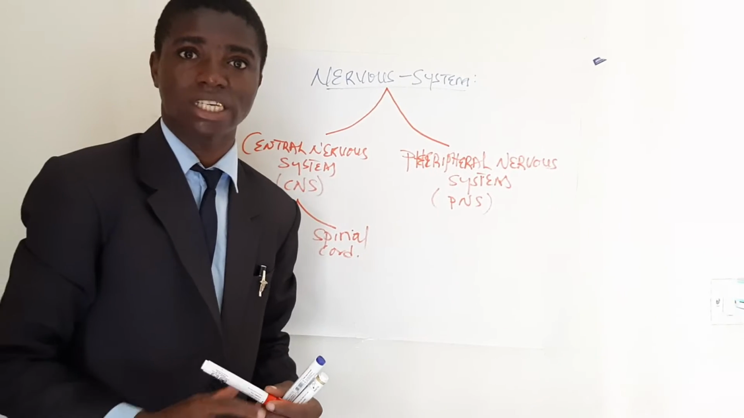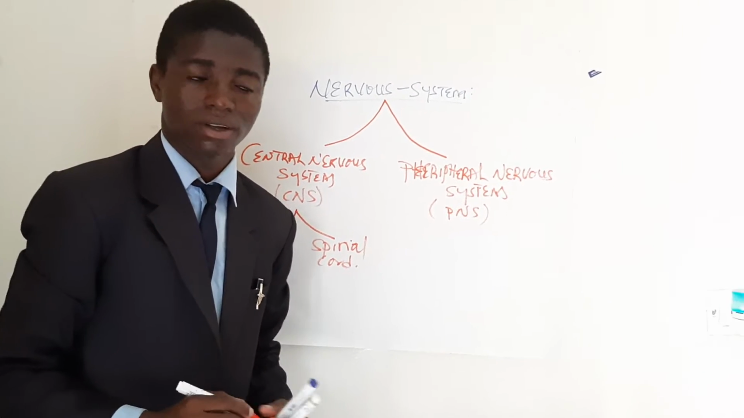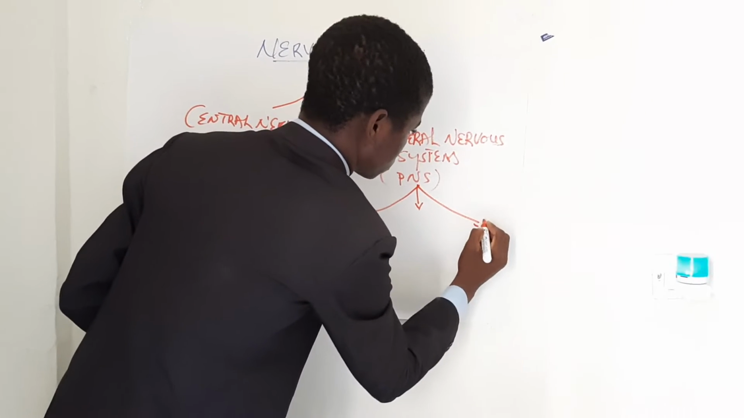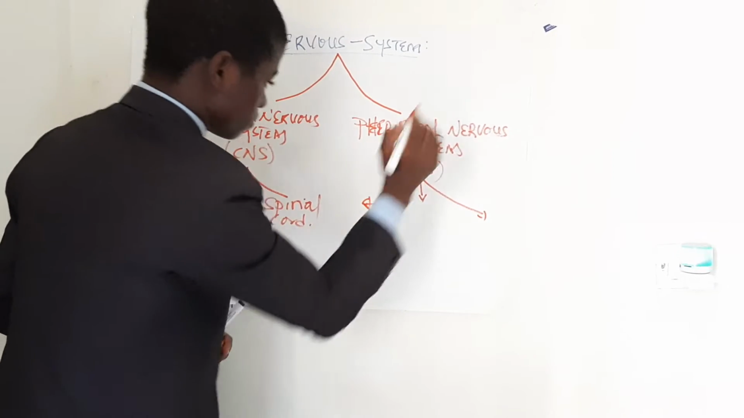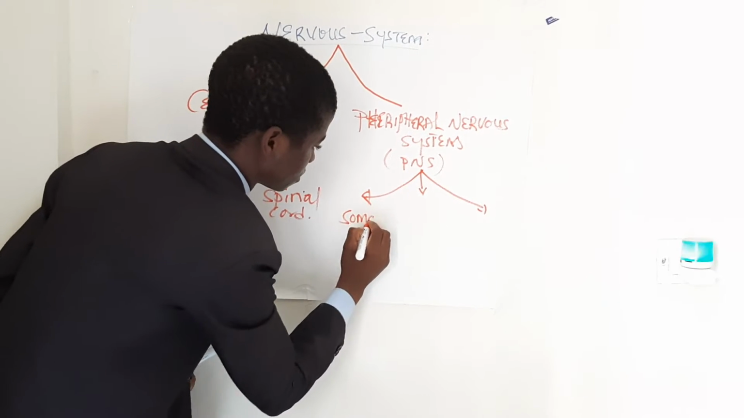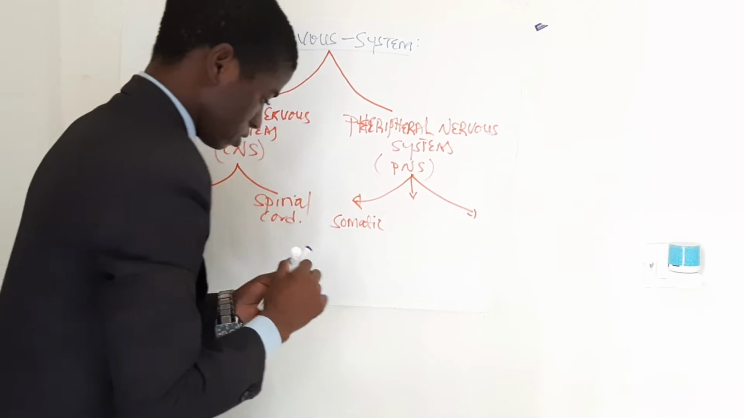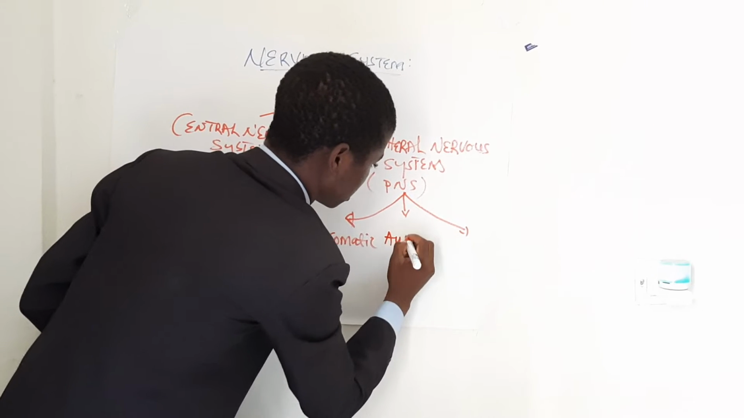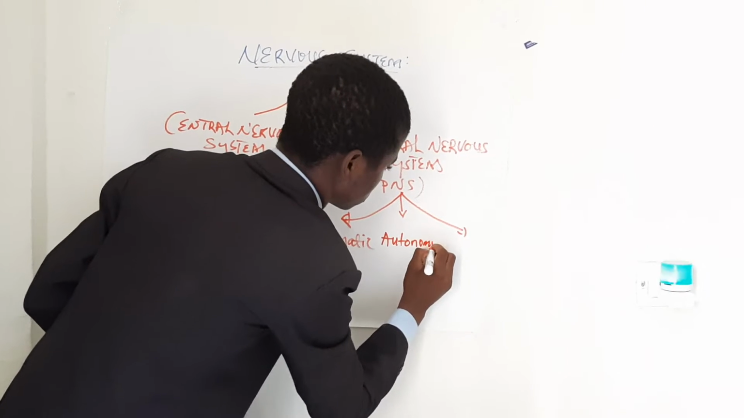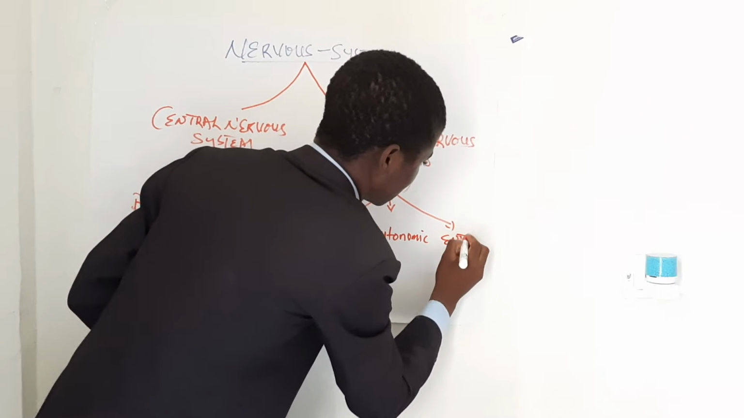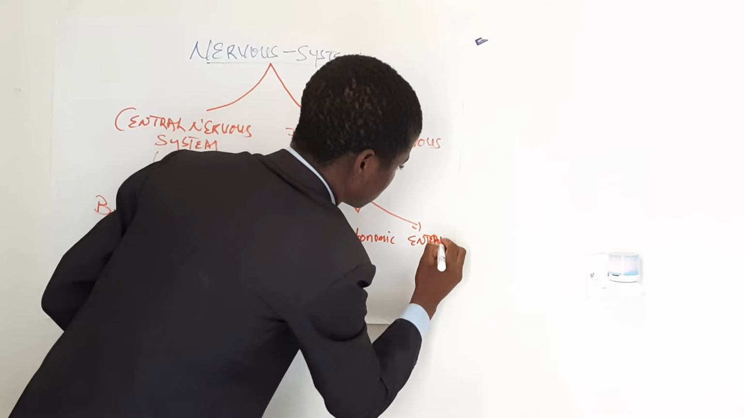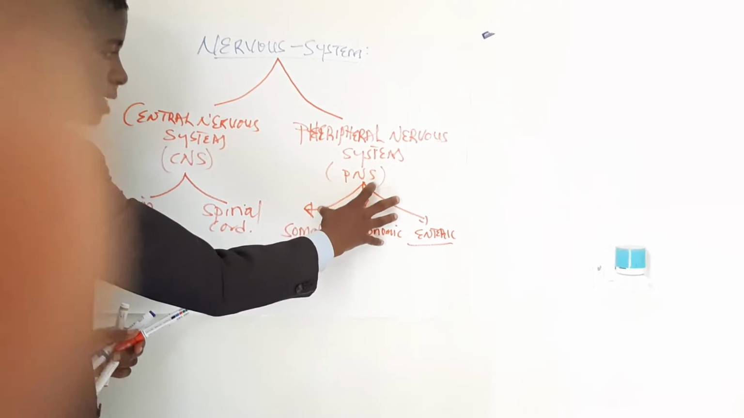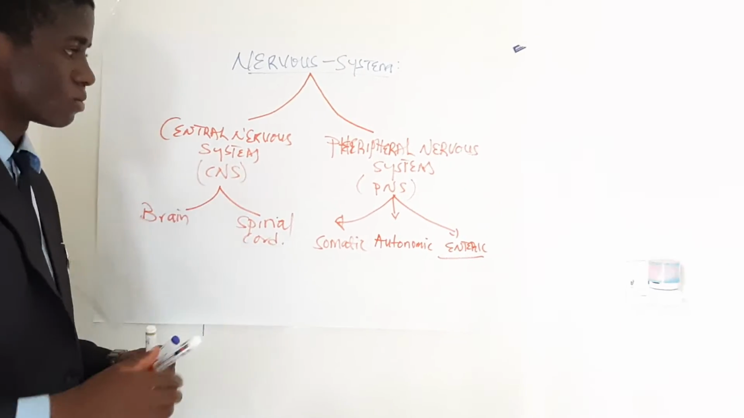Okay, now let's come back to the peripheral nervous system. The peripheral nervous system is classified into three major parts, which are the somatic, the autonomic, and the enteric. So now we have three subdivisions of the peripheral and two subdivisions of the central nervous system.